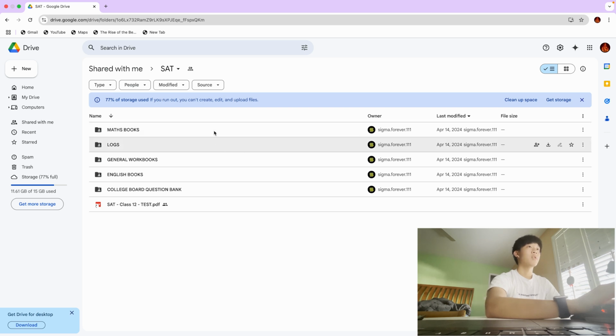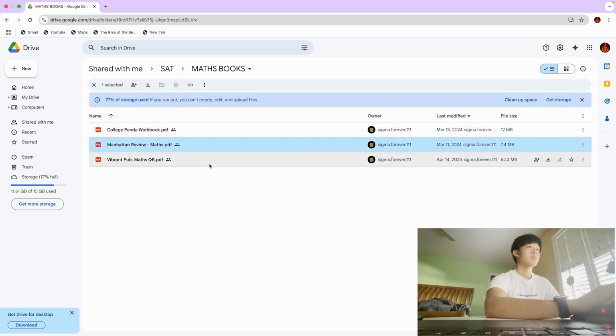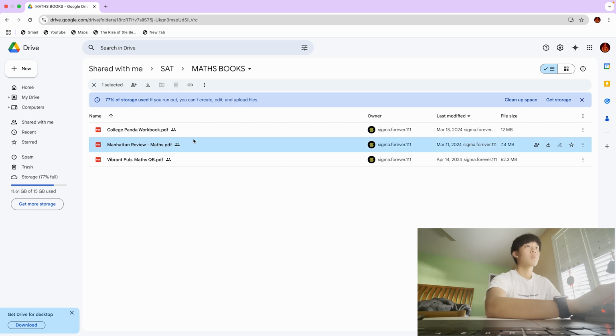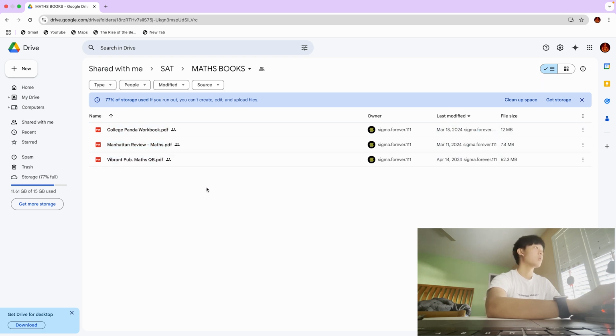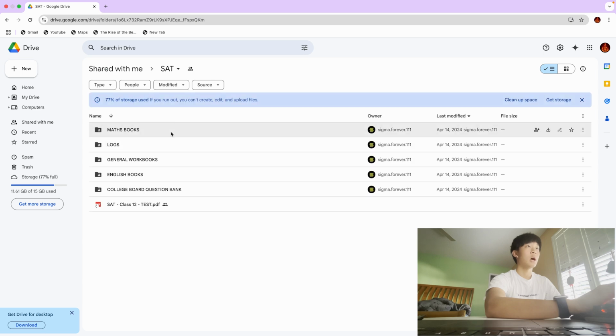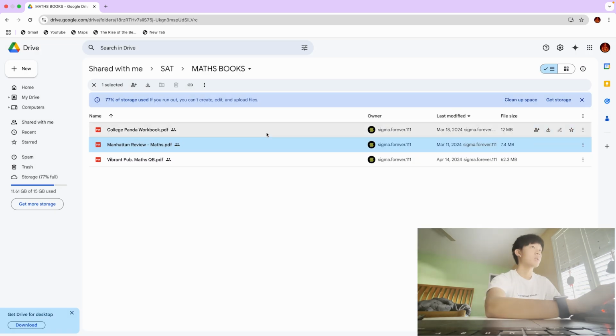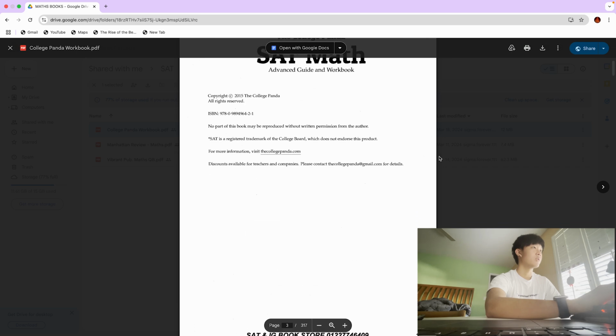So for math, it's a similar scene here. You have 3 textbooks. Actually, some of these aren't even textbooks, they're just problems. But you have the Manhattan Review, College Panda, and Vibrant Publishers. The thing about this is that it says this is for the digital SAT. However, if you take a look at these textbooks, this one's from 2016 and College Panda's from 2015.